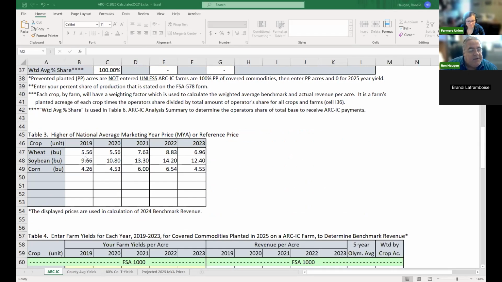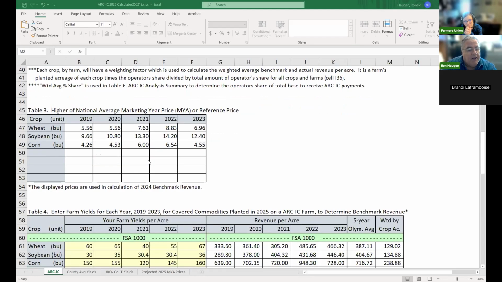What it brings in is either the higher of the national marketing year average price or the reference price. You notice that wheat here was fairly low. The national price was low in 19 and 20. We know that this current year reference price is 5.56, so you see it pulled that in for those lower years. You don't have to worry about the rest; this is what it uses to calculate the numbers.